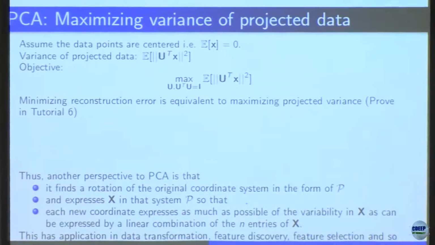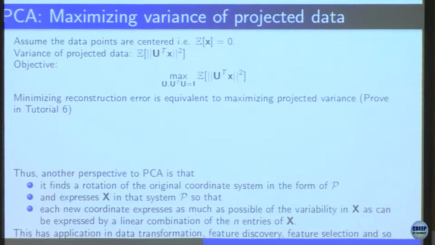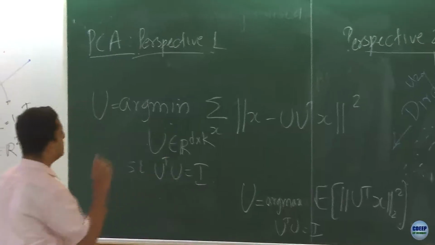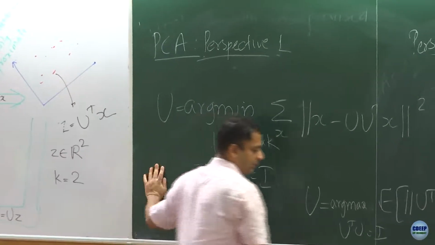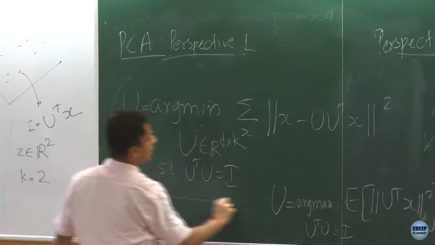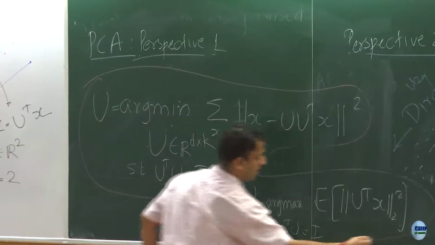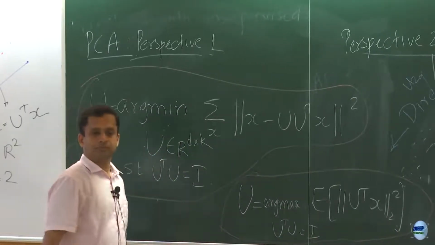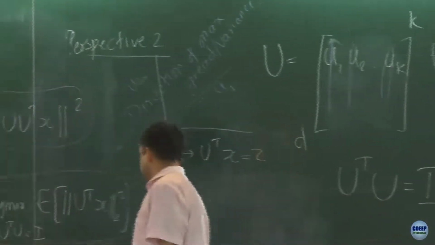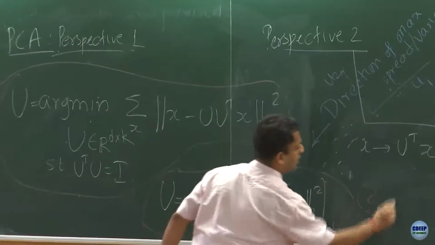Okay. So now I have given you some geometric intuition, but it turns out that minimizing the reconstruction error is actually equivalent to maximizing projected variance, and I have just referred to it in tutorial 6. So what we are saying is this: U is the argmax of U transpose and so on, this is the same as this problem, right? They are two equivalent problems. The perspective 1 and perspective 2 should give you the same solution. This is my perspective 2, this is my perspective 1.